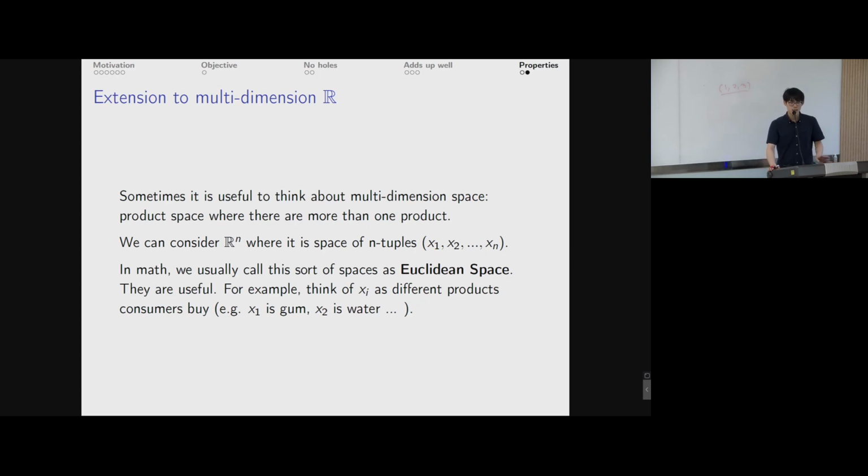So we can think about this n-tuple, multi-dimensional R^n space, as some sort of product space that consumers can buy out of. Like x1 is gum, x2 is water, x3 is car. Each dimension refers to a different product that the consumers can buy or not. So we can think about this multi-product space using the concept of multi-dimension. I just wanted to talk about this before we end our brief talk about R. So this is the end of the session for real numbers.